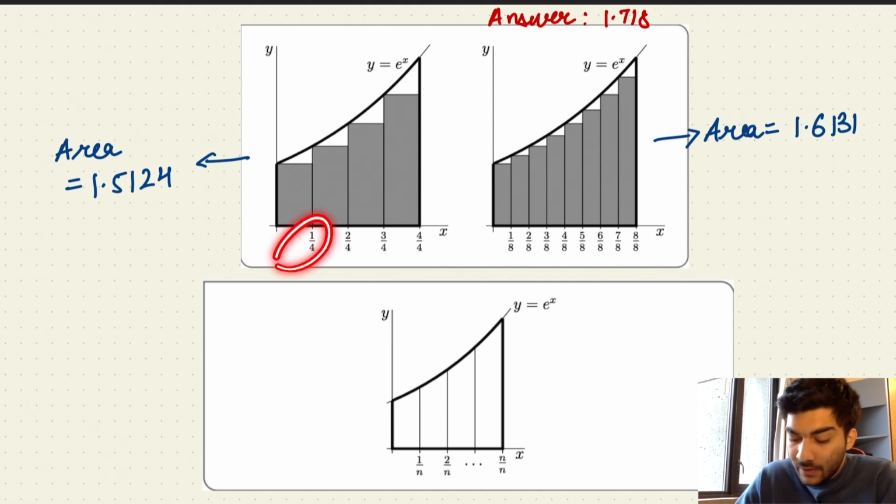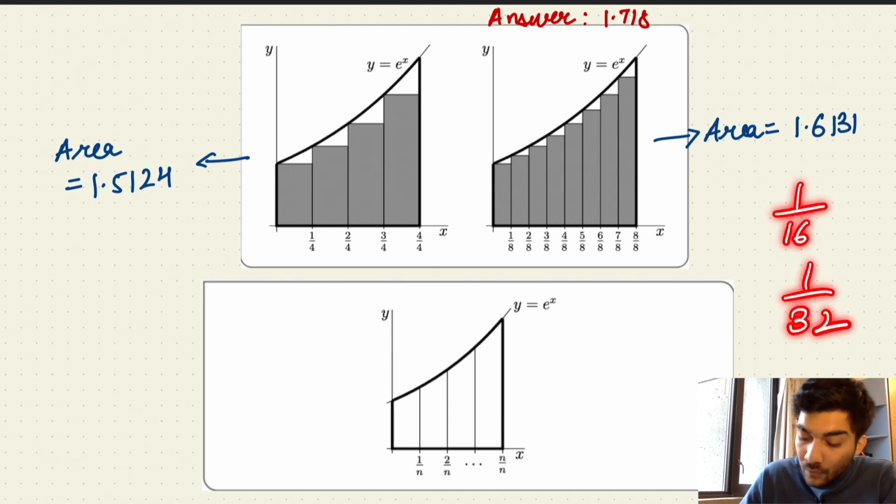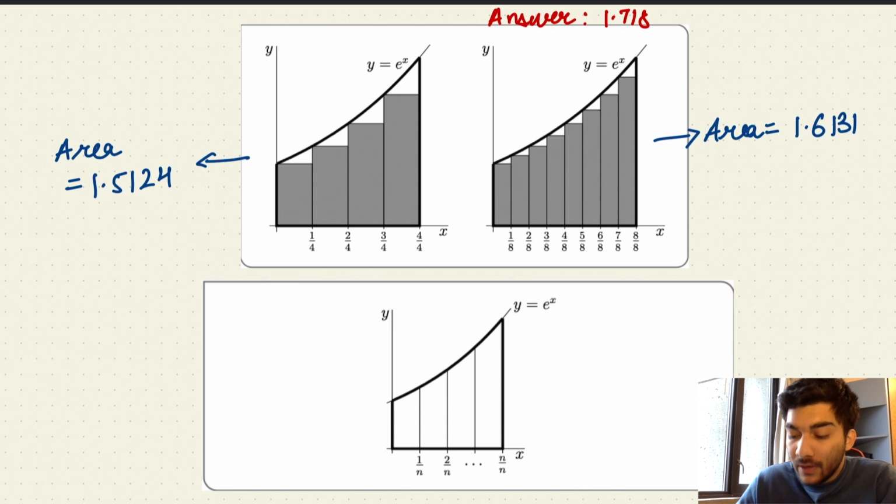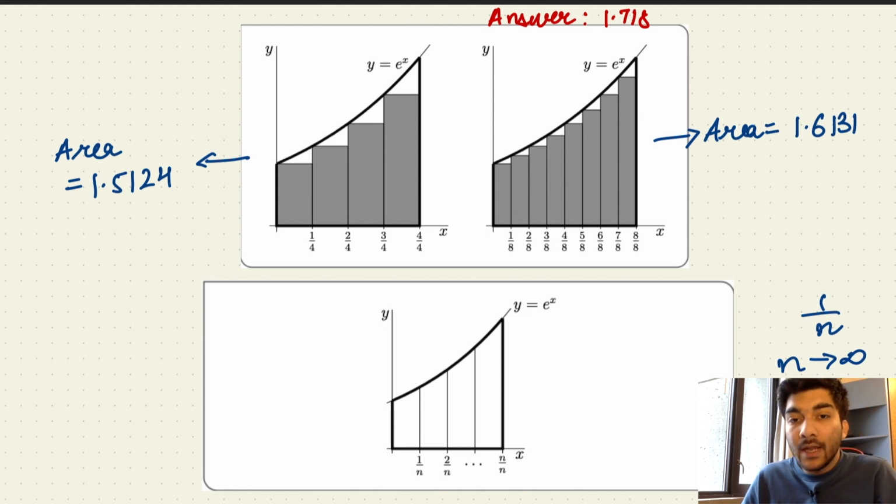Continuing the example we did so far, we took individual rectangles of width 1/4 and width 1/8. I would highly suggest you try width 1/16 or width 1/32, and you'll realize from your calculations that when you keep taking smaller and smaller widths, your final answer becomes very close to the actual answer for the area under the curve. And that is all we do in integration as well. To calculate the actual area under the curve, we take individual rectangles of width 1 by n, where n approaches infinity, and my widths get smaller and smaller.